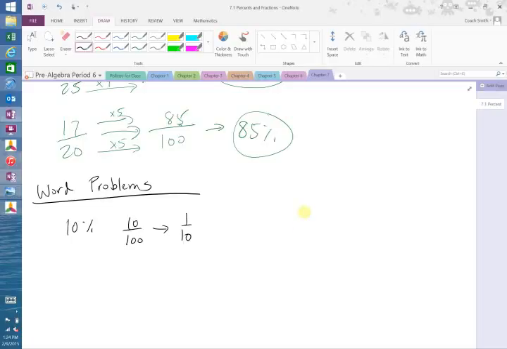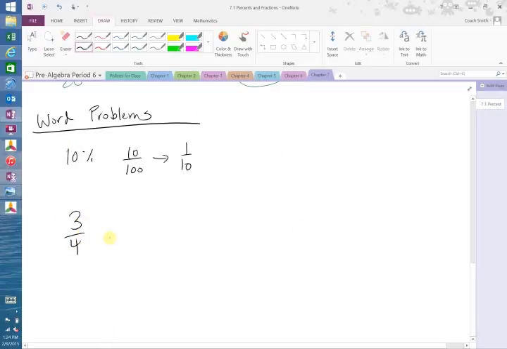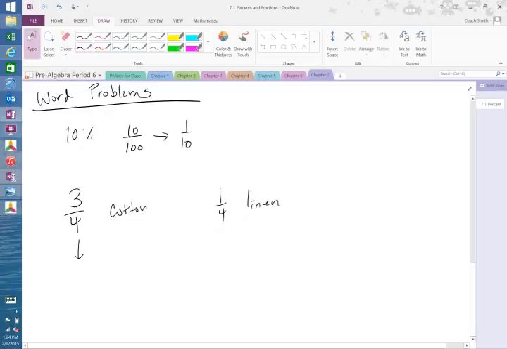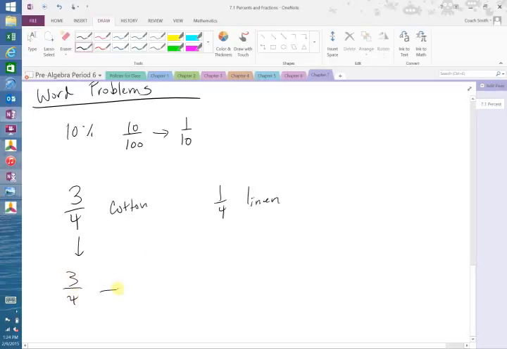Well, the problem says that 3/4 is cotton. Okay? 1/4 is linen. 3/4 is a fraction, which means I have to take 3 over 4 and make it over 100. 25 times 4 is 100. So 3 times 25 is 75, which is 75%. So if this is 75%, then that would have to be 25%. And they want to know how much of it was cotton, which is 75%.